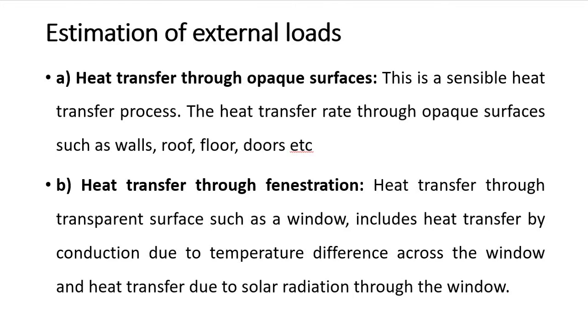Second one is heat transfer through fenestration. Fenestration means the transparent windows and skylights are known as fenestration. So if our window is made up of glass, when the solar radiation falls on that glass window, it's transparent to solar radiation. It will allow solar radiations to pass into the room. So these solar radiations directly heat up the air inside the room. So automatically the air temperature increases due to this solar radiation.